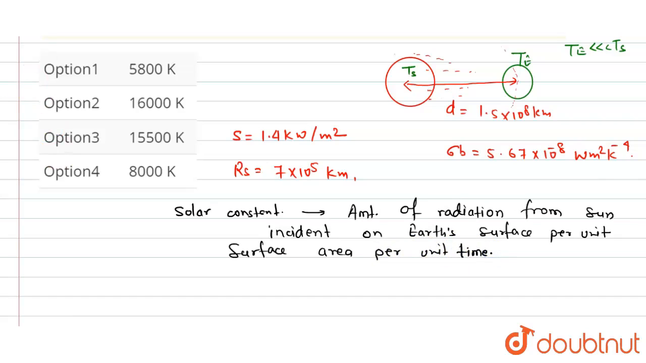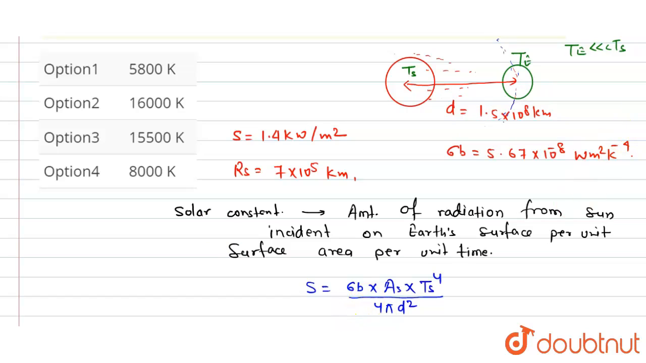It is given by the formula: solar constant S is equal to sigma b into area of the sun into surface temperature of the sun Ts raised to the power 4, divided by the area, and the area is equal to 4 pi d square, where d is the distance from the sun to the earth. It becomes a sphere, so its area is 4 pi d square.